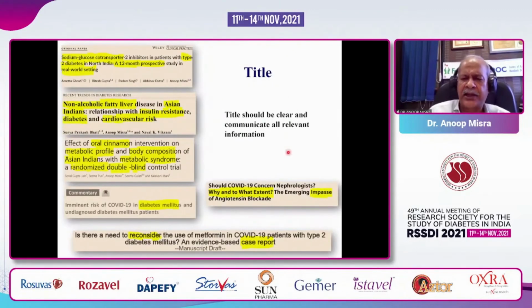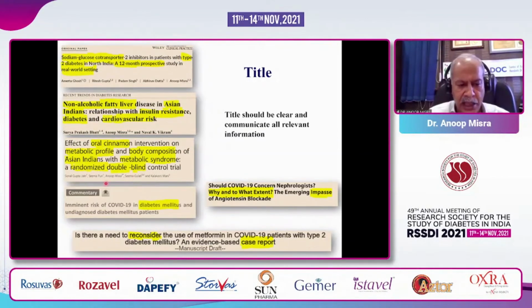And title. Most of the titles are so bad. Look at the left side titles. These are from our papers and are very descriptive, very concise, focused. Sodium glucose transporter inhibitors in type 2 diabetes in North India, a 12-month prospective study in real-world setting. Non-alcoholic fatty liver disease in Asian Indians, relationship with insulin resistance, diabetes, cardiovascular risk. Effect of oral cinnamon intervention on metabolic profile and body composition in Asian Indians with metabolic syndrome, a randomized trial. Everything depicts what should be known right in the beginning: that it is double-blind randomized, where it has been done, what you are investigating, and things like that.